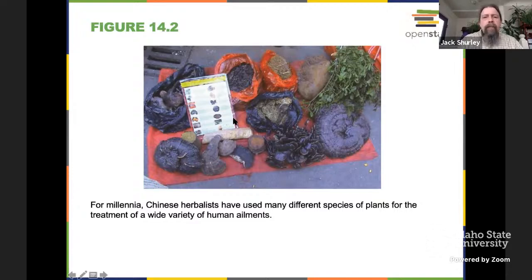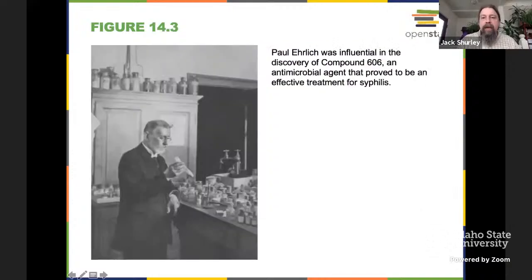So all sorts of things here that I can't tell you what any of it is. I'm sure the little card right here is probably telling you what's up, but we can't see any of that. Just a handful of different types of plants, herbs, whatever.